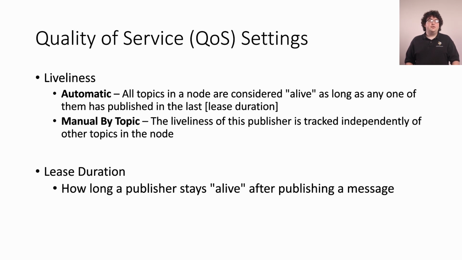The liveliness setting controls whether a node's topics are tracked together or individually for activity or aliveness. The automatic policy says that all of a node's topics are considered alive if any of the node's topics has published a message in the last lease duration. The manual by topic policy tracks liveliness of each of the node's topics independently. Each topic in the node has to publish a message for that topic to be considered alive under the manual policy. The lease duration setting controls how long a topic publisher stays alive after each published message. This works with the liveliness setting to track topic activity.